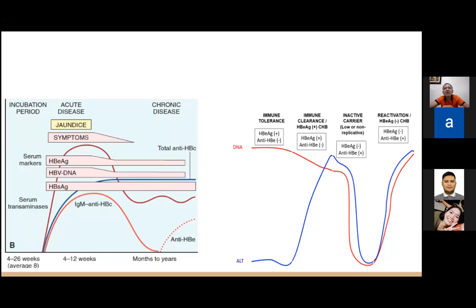So they do not overlap, in theory, and I think it's also true in practice. In the profile, the antibodies and the antigen do not overlap. Okay. Any questions about the case? So you're correct, no? It's either inactive carrier or reactivation.